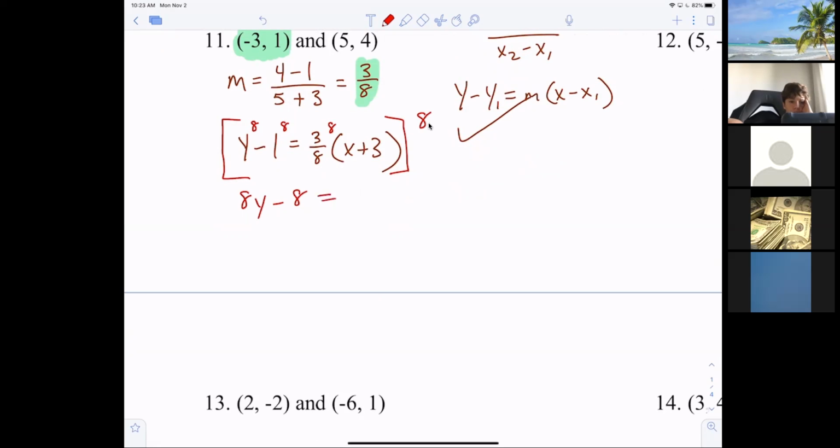Now, please, what happens to the divided by 8 and the times 8? They cancel out. So you're just left with that what? 3. And then what am I going to do to that 3 now? You're going to distribute. That's what that's called. You're going to distribute that 3. All right, when I distribute that 3, it becomes what? 3x plus 9.